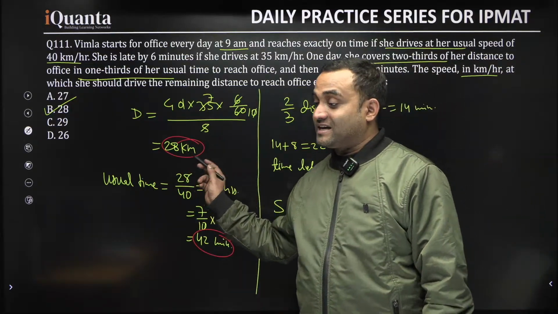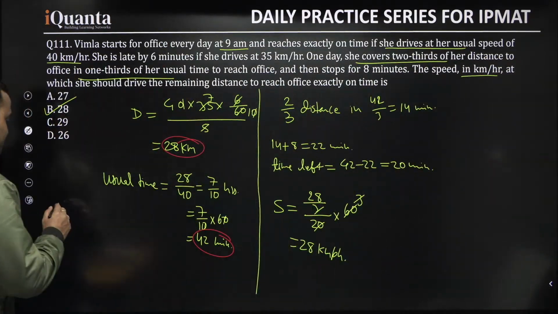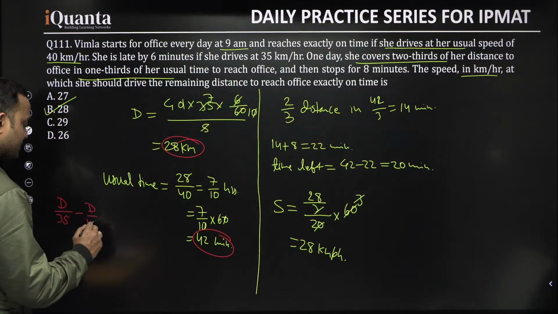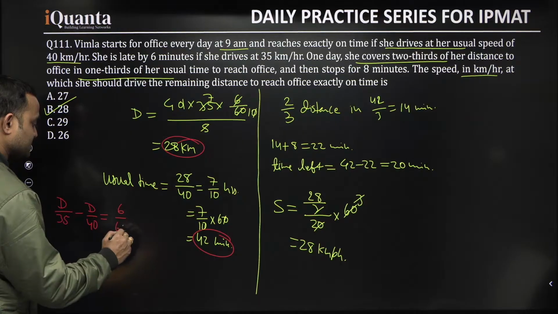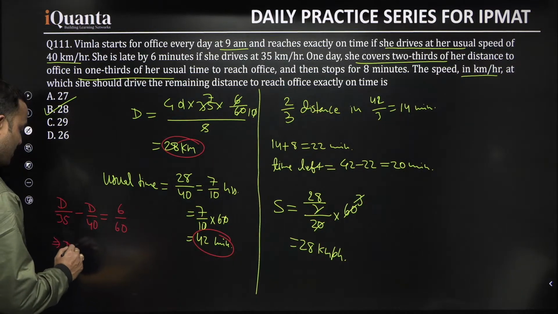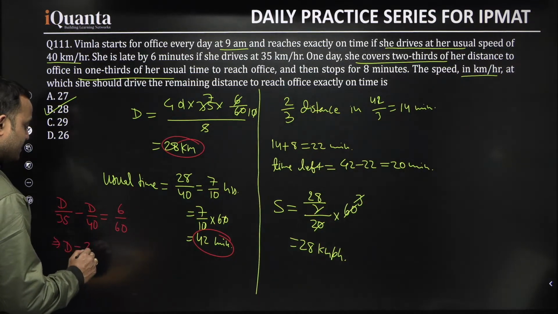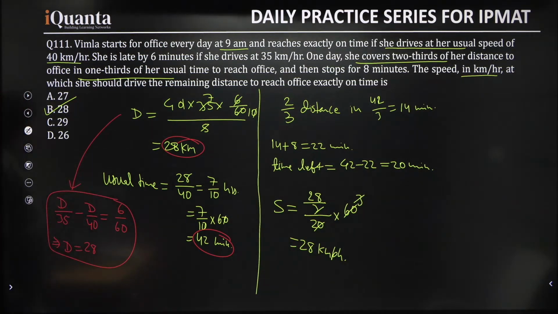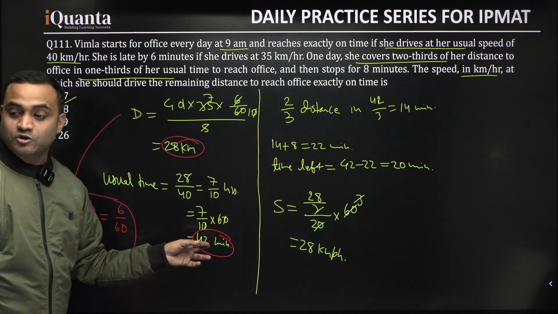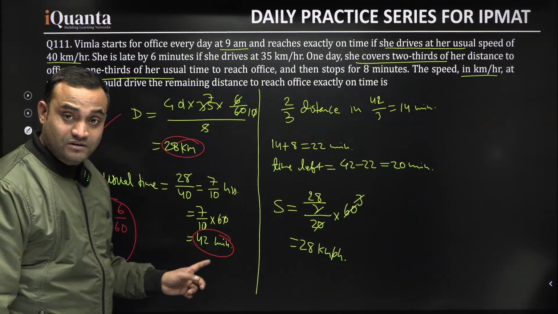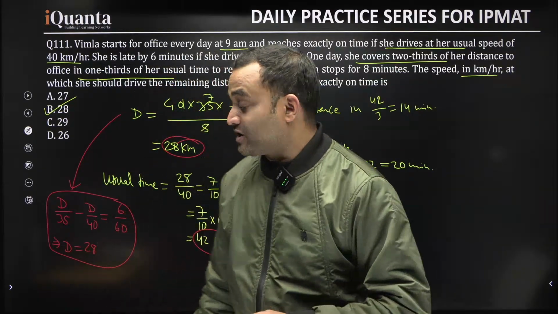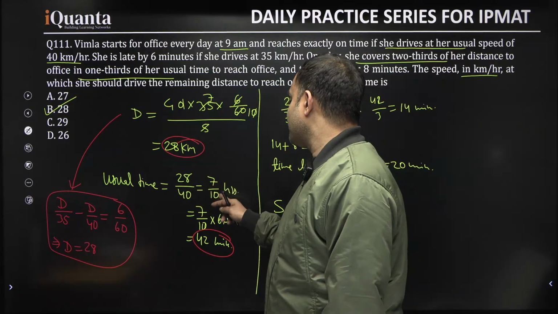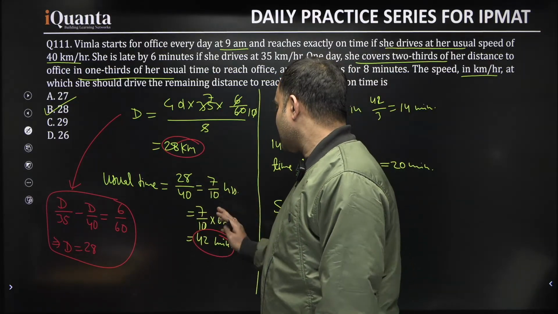how do we find the time? You can also find this time using this equation, d by 35 minus d by 40 is equal to 6 by 60. यहाँ से भी d you get 28. ये भी कर सकते हैं. Instead of doing this, you can also do this. Okay? I hope this is also clear. To travel 28 kilometer with a speed of 40 kilometers per hour, the usual time, distance upon speed, which is 7 by 10 hours. 7 by 10 hours means 42 minutes.